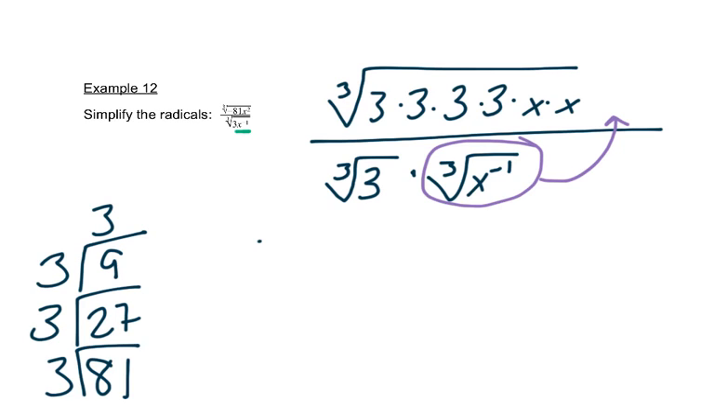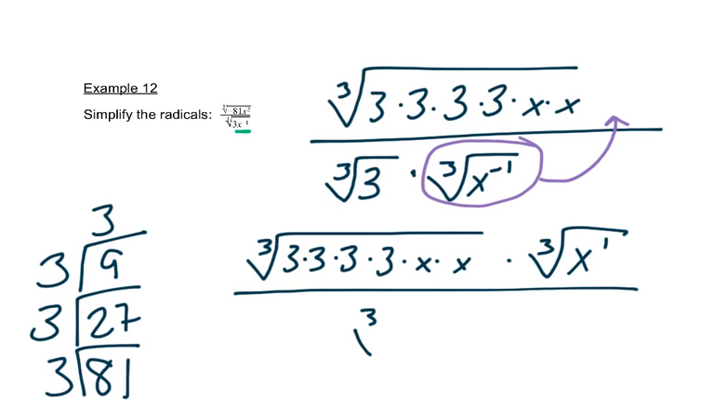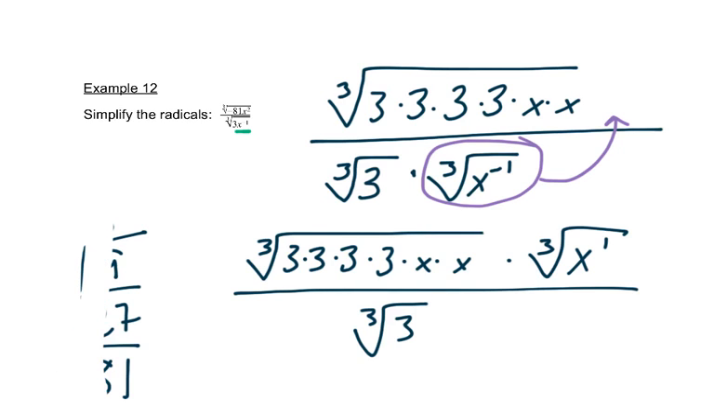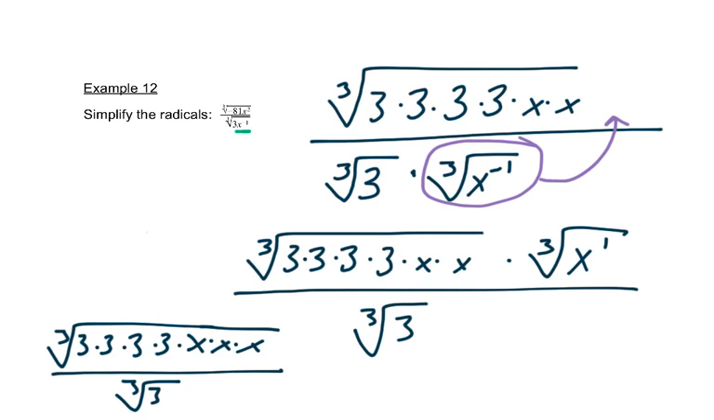So if I do that, that would give me on the top 3 times 3 times 3 times 3 times x times x. And then it would also put times this cube root of x, and it's now to the positive 1. On the bottom, it would leave a cube root of 3. Now, on the top, because they're all inside our cube roots, we can put them together. So on the top, this would really be like having the cube root of 3 times 3 times 3 times 3 times x times x times x. On the bottom, we just have the cube root of 3.